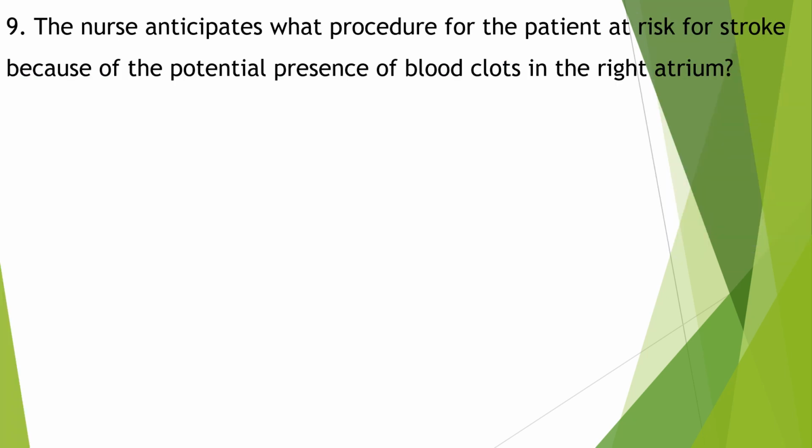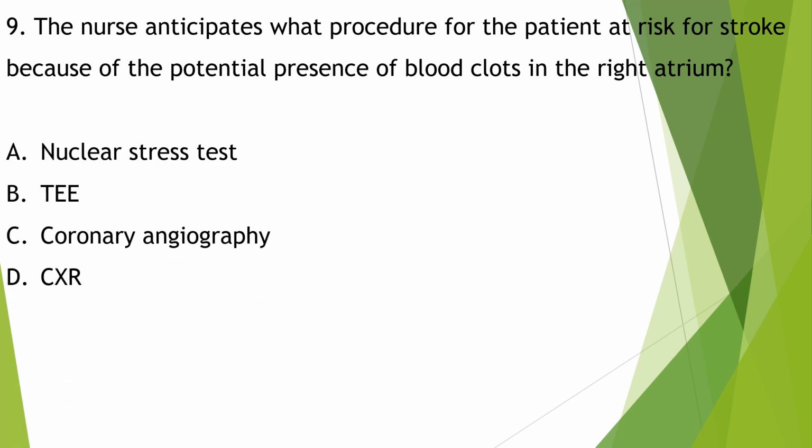The nurse anticipates what procedure for the patient at risk for stroke because of the potential presence of blood clots in the right atrium? Here the question itself is asking how the presence of blood clots in the right atrium can be found out. Is it through a nuclear stress test? TEE, transesophageal echocardiogram? Then coronary angiography, or chest X-ray? The answer is transesophageal echocardiogram.